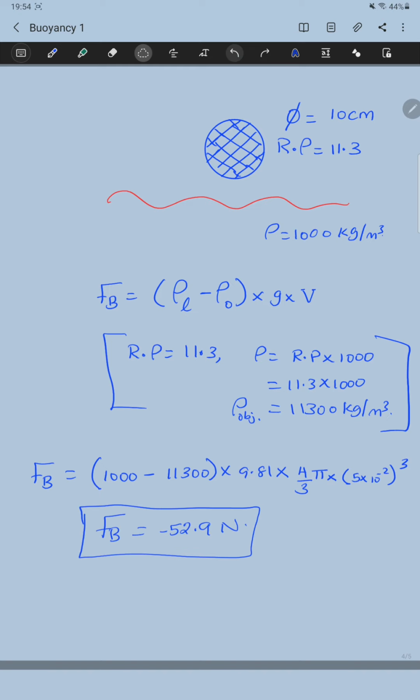If I put this in the calculator, I get minus 52.9 Newton. Since we are getting a negative value, we can for sure say that it will sink. That is what I have written.